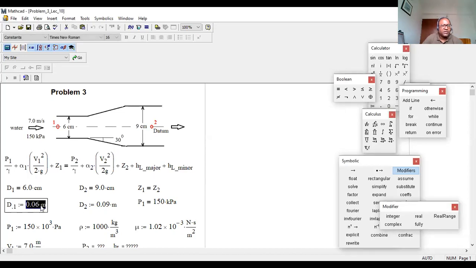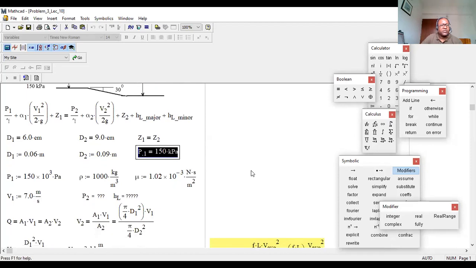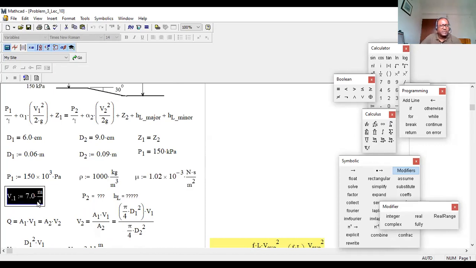D1 you convert to meters, D2 you convert to meters, Z1 equal to Z2, P1 is given, P2 you need to figure out. Then I convert to Pascal. Then rho is given. Absolute viscosity is given. V1 is given. Now P2 you need to figure out, HL you need to figure out. So V1 is given. How will you figure out V2 and Q?